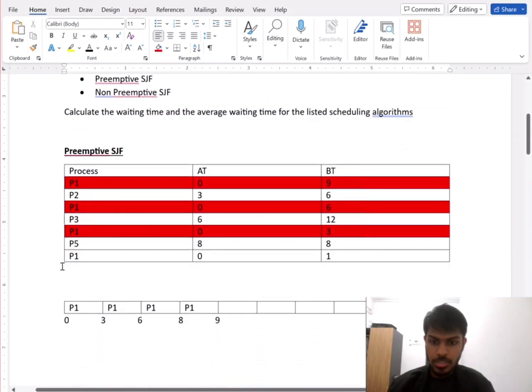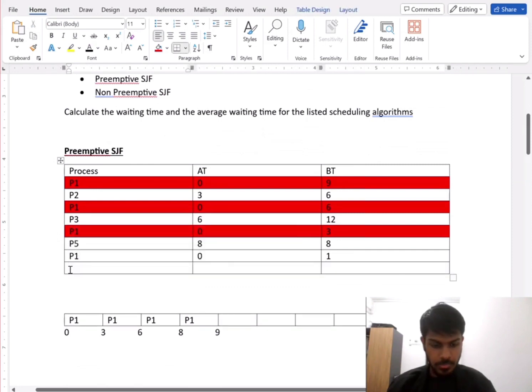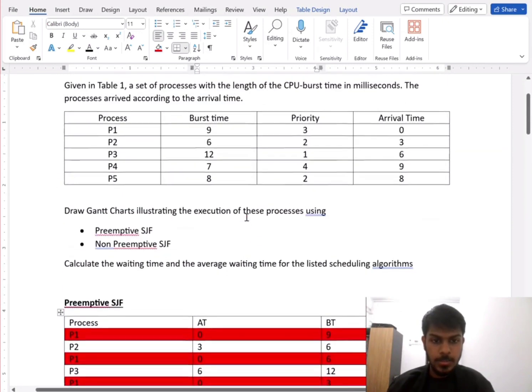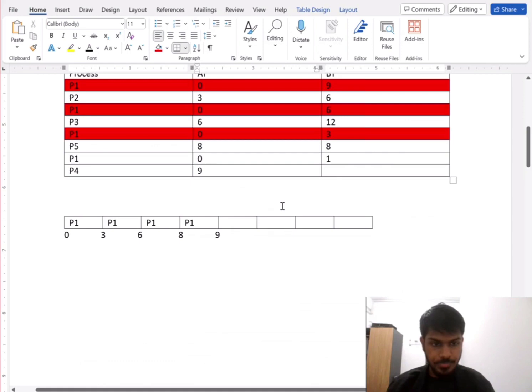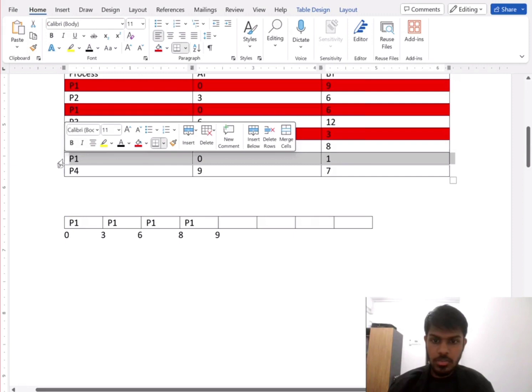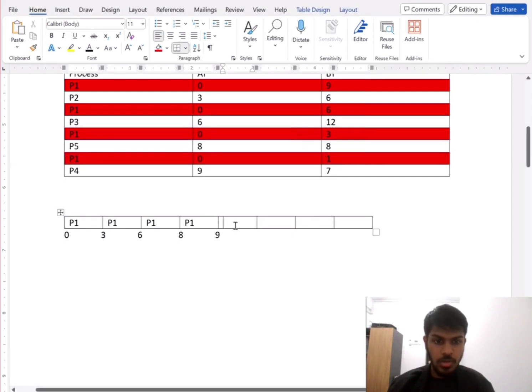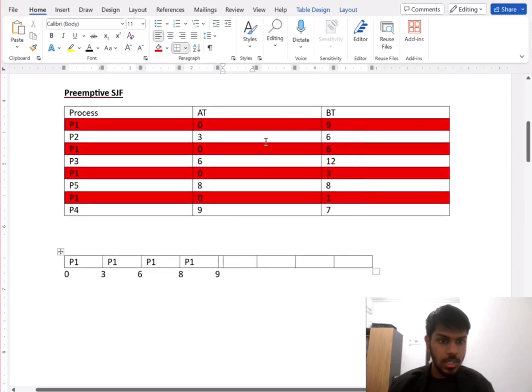A new process comes in: P4, arrival time 9, burst time is 7. P1 had 9 minus 8 is 1, and 1 minus 1 is 0. The process is completed. Thus we'll move on to see the lowest burst time over here.